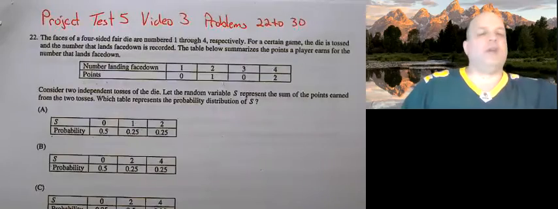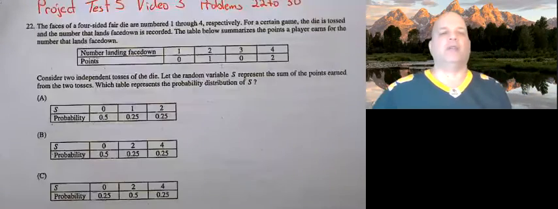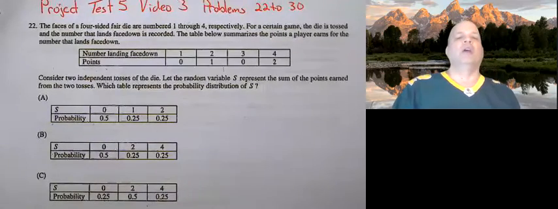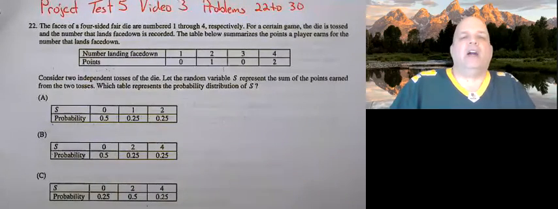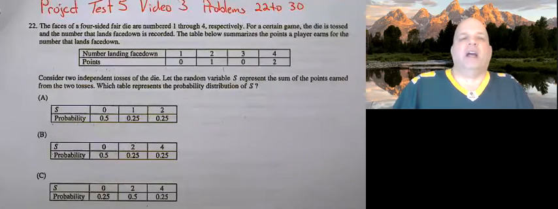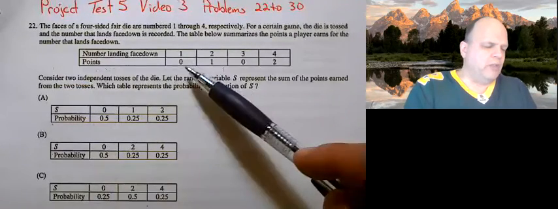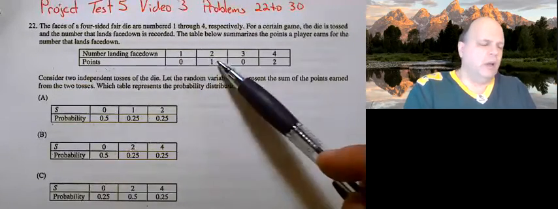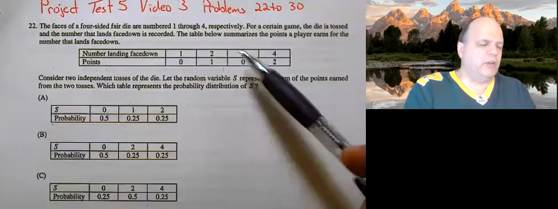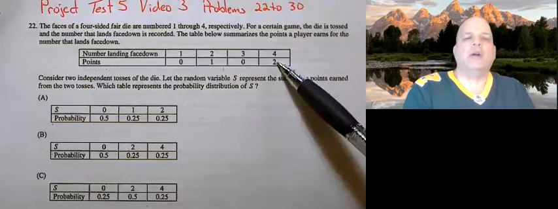Okay, so number 22. As I said, 21, they did not score, so we don't even have the question. The faces of a four-sided die are numbered 1 through 4, respectively, for a certain game. The die is tossed and the number that lands down is recorded. The table below summarizes the points a player earns for the number that lands face down. So apparently you get 0 points if it lands on a 1, 1 point if it lands on a 2, 0 points if it lands on a 3, or 2 points if it lands on a 4.